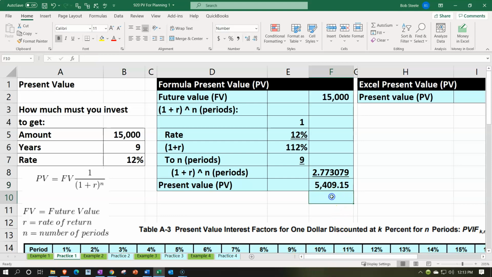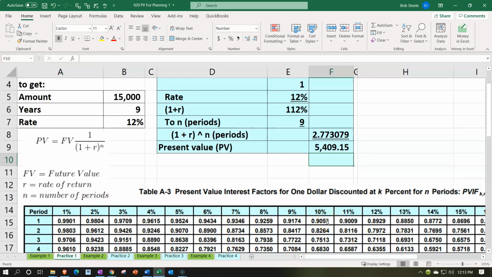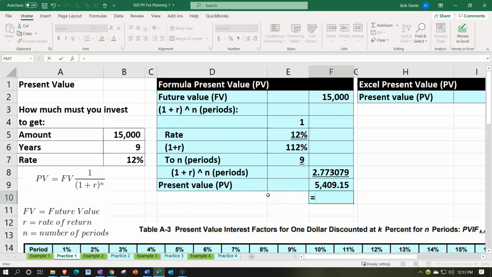What would be the rate if we were going to construct the table down here for our present value table? It would be equal to this 5,409.15 divided by the 15,000. And let's add some decimals. Home tab, numbers, and add some decimals. So when we go to the tables, we'll compare that out to the tables.